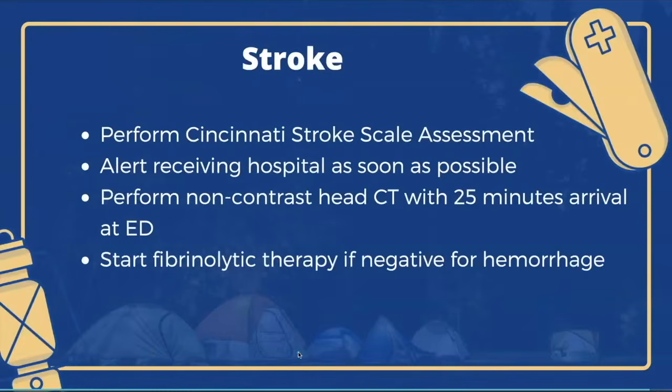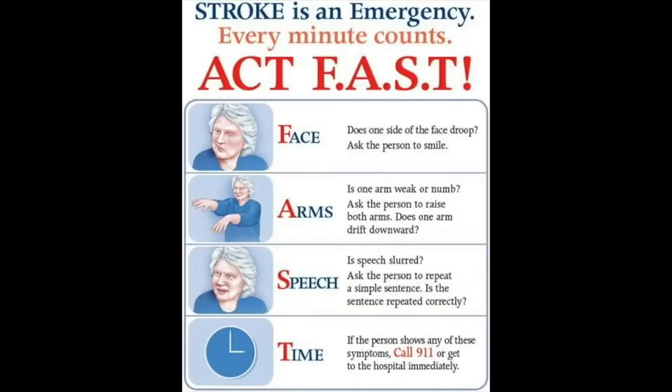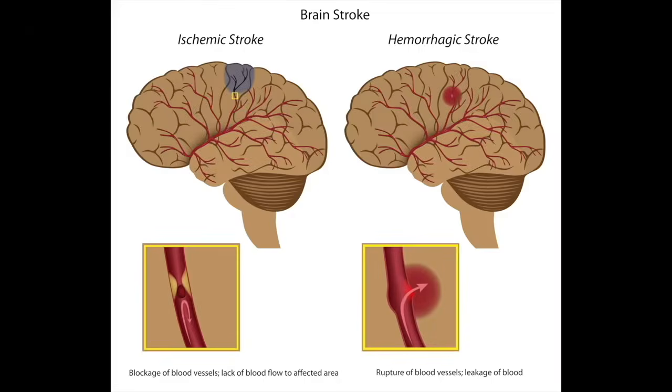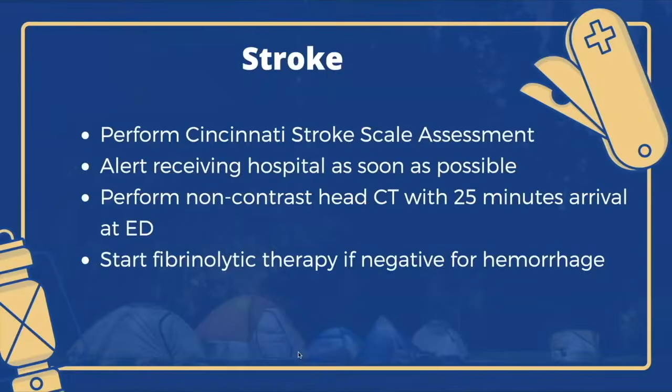For stroke, you perform the Cincinnati Stroke Scale Assessment. Alert the receiving hospital as soon as possible. I believe something was on the test about that. You want to perform a non-contrast head CT within 25 minutes of arrival at the ED. And remember non-contrast because we're not sure if it's hemorrhagic or ischemic. You want to start fibrinolytic therapy if negative for hemorrhage. Remember, only do fibrinolytic therapy for ischemic stroke.